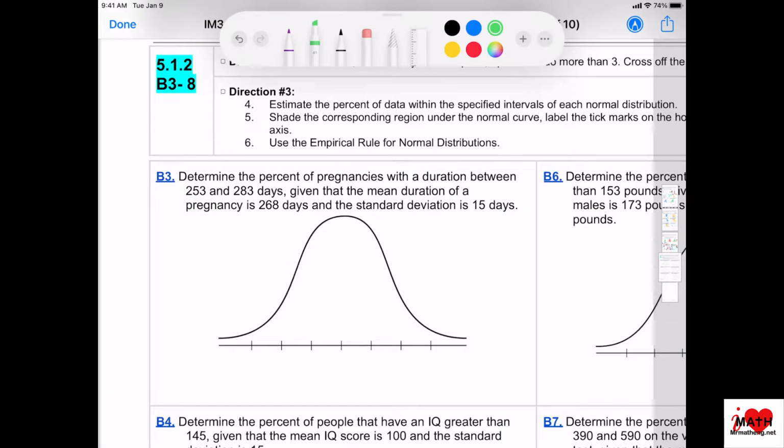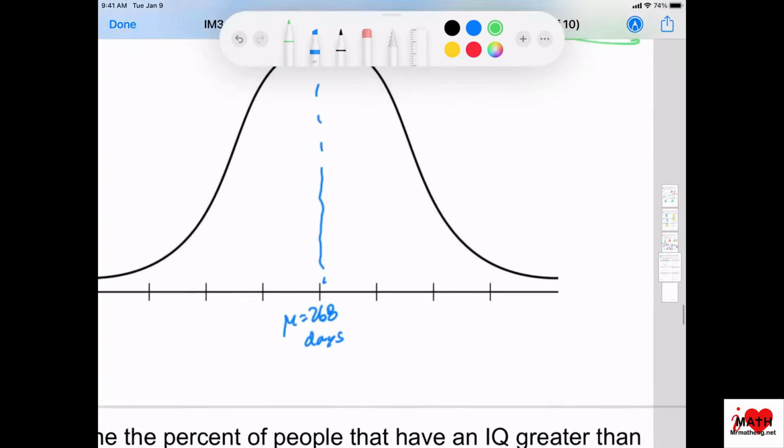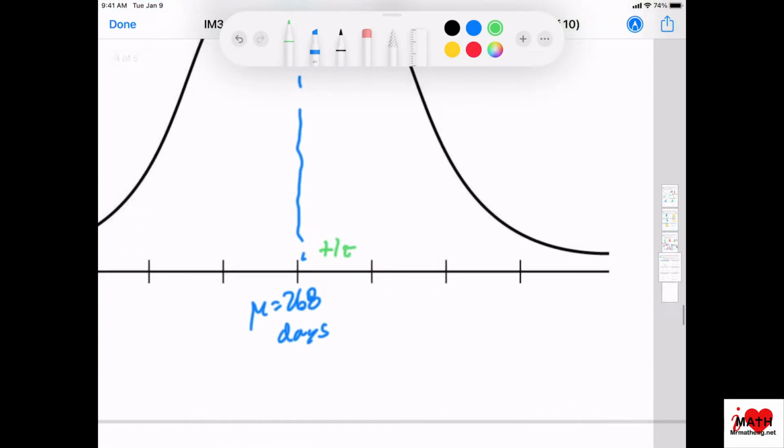Let's do some shading. Use the empirical rule, and then we'll estimate the percentage. Determine the percentage of pregnancies with a duration between 253 and 283 days. Okay, we've been using the color blue for the mean. So it says the mean is 268. So mean is equal to 268, and you could put days as our unit. Then in green, we've been using standard deviation, which is spread, which means 15 days.